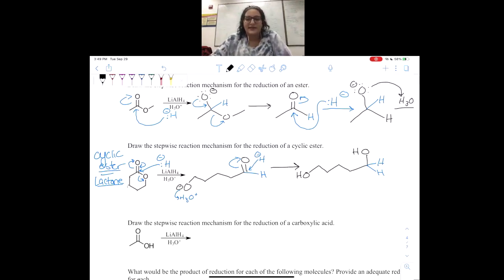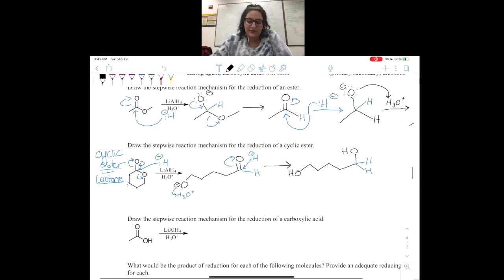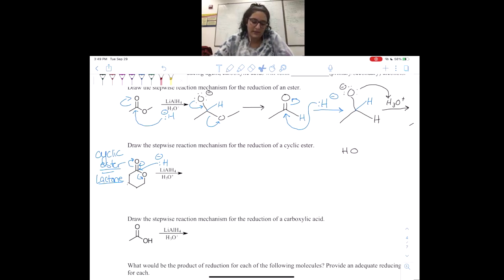Like I said, that's the fast way to do it, but now I am going to reset and do it the long way. If we want to do it the long way, we're still going to attack, but we're not going to open the ring yet. All that's going to happen is we have a negatively charged oxygen again, and we have a hydrogen present here. These electrons jump down and they will break this bond, opening up the ring.